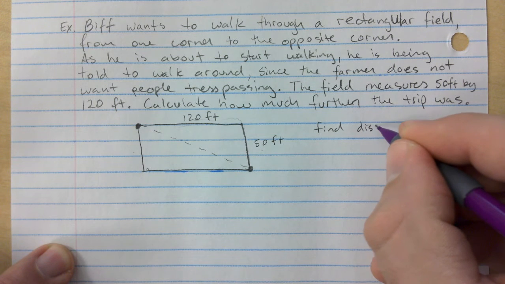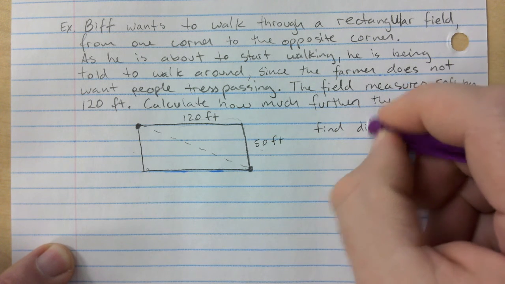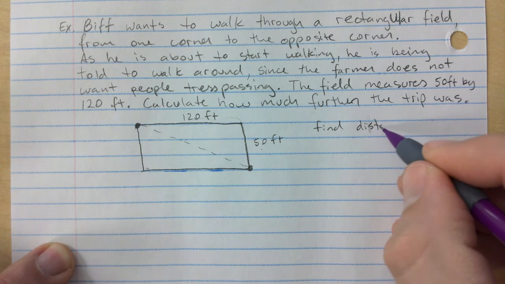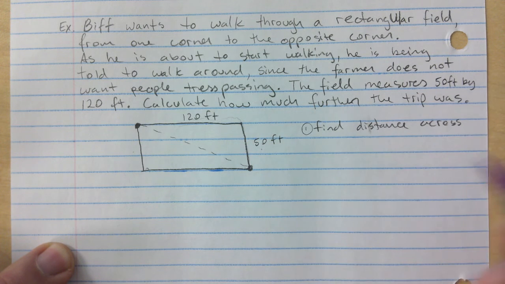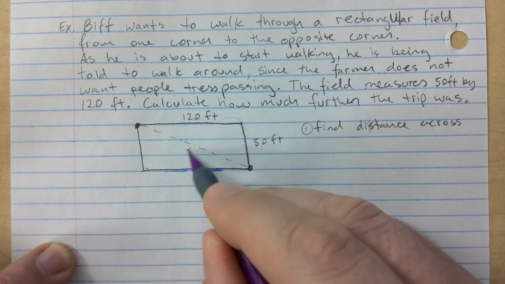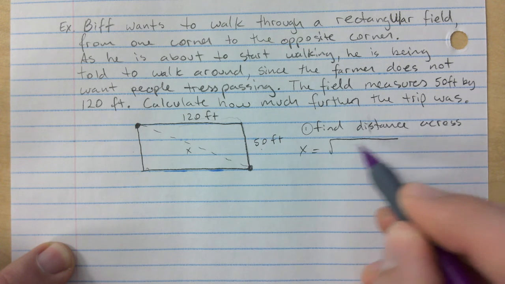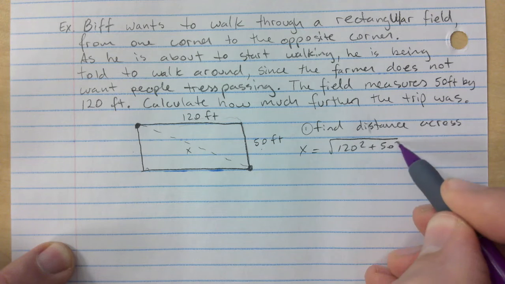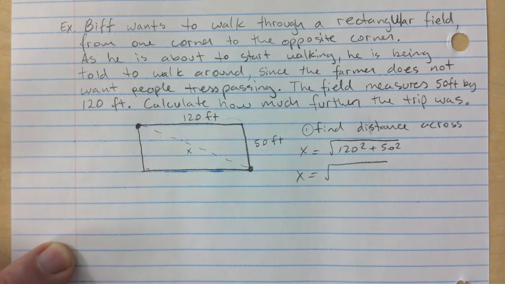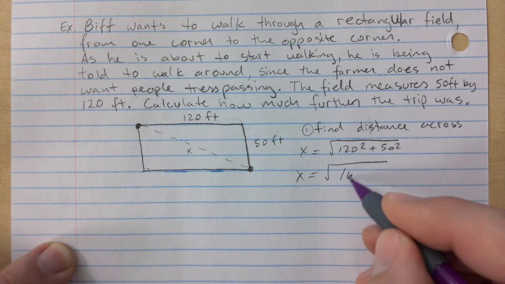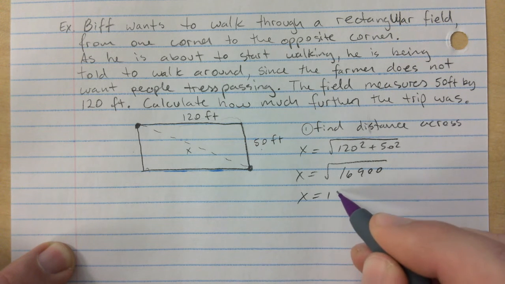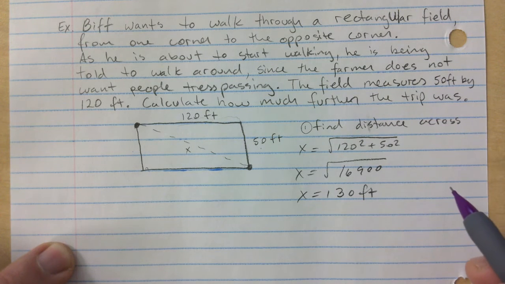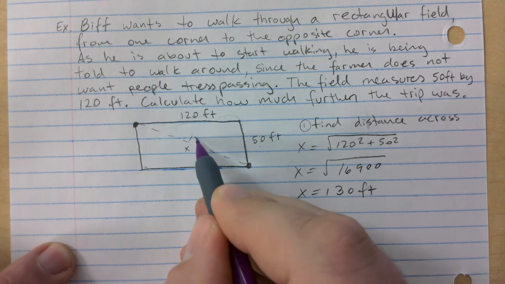Find the distance across. That's the first thing we're going to do here. So we're going to call that x. X is going to be the hypotenuse, so it's 120 squared plus 50 squared, and that is 16,900. Take the square root of that. That's exactly 130 feet. So we know that this is 130 feet.